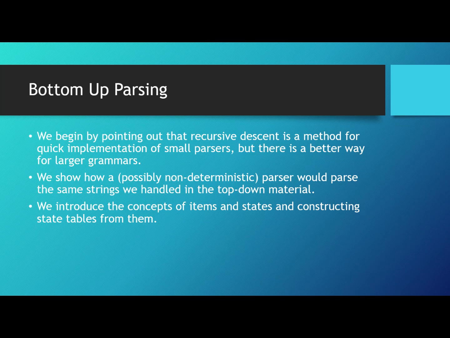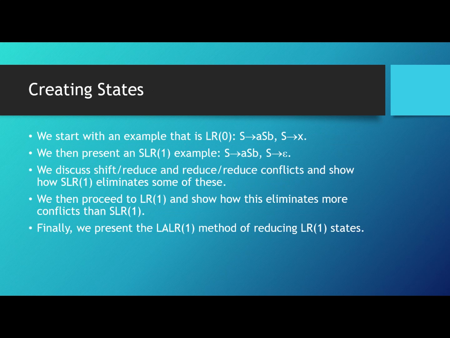Now, bottom-up parsing, we begin by pointing out that recursive descent is a method for quick implementation of small parsers, but there's a better way for larger grammars. We show how a possibly non-deterministic parser would parse the same strings that we handled in the top-down material. We introduce the concepts of items and states and constructing state tables from them. It's always possible to construct a state table, but the state table may not be deterministic.